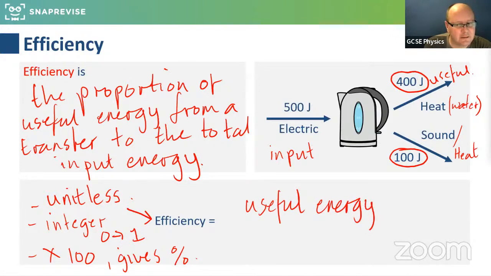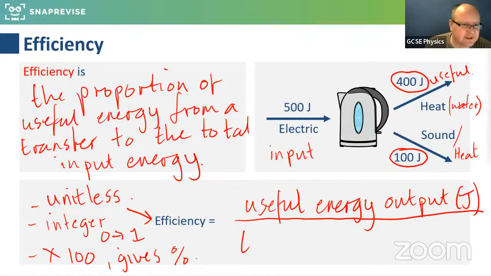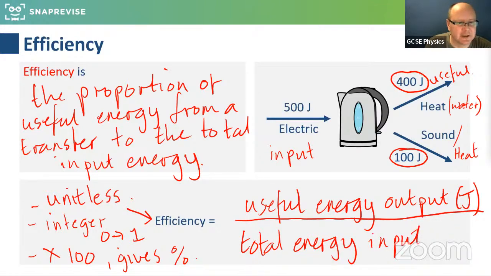energy output. And that's going to be in joules, the useful output. We're going to divide that by the total energy input. And that's also going to be in joules, hence the unitless nature of efficiency. And we can, as I said, calculate these using powers as well, provided you use power on top and bottom. But most of you will only need to be dealing with joules.